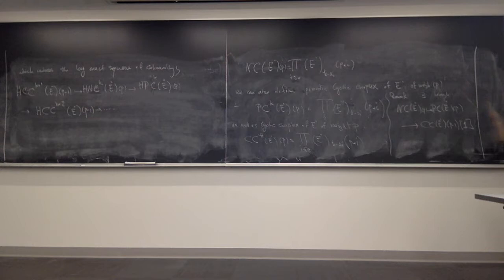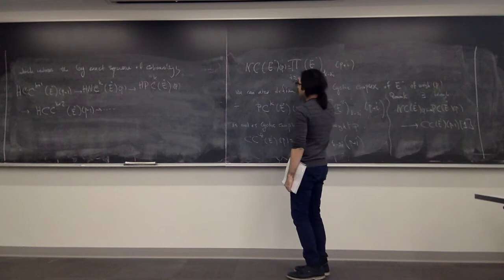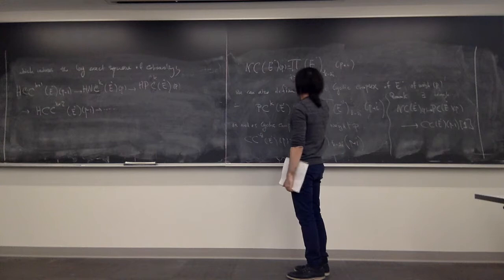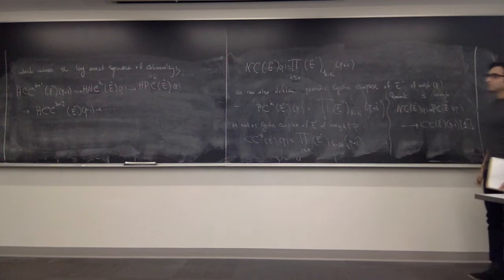Nevertheless, the negative cyclic complex, we know that it has this description, and now you can see that the de Rham complex, where the closed p-forms of degree k belong to this one, because it's the product over all i bigger than zero. So let's go back to that. This was only our notation.